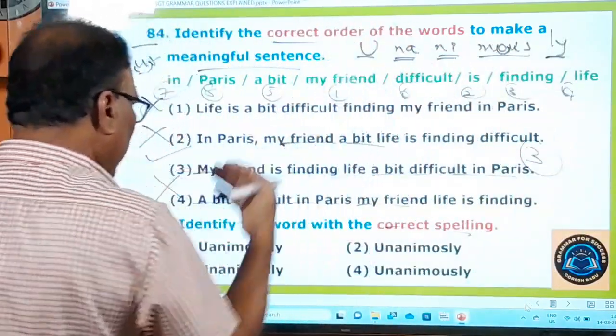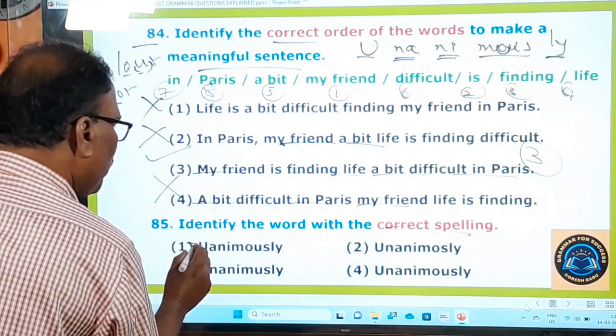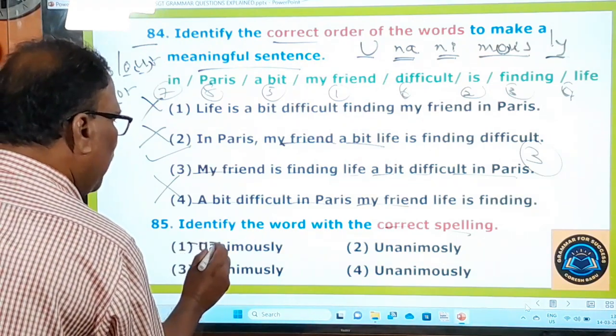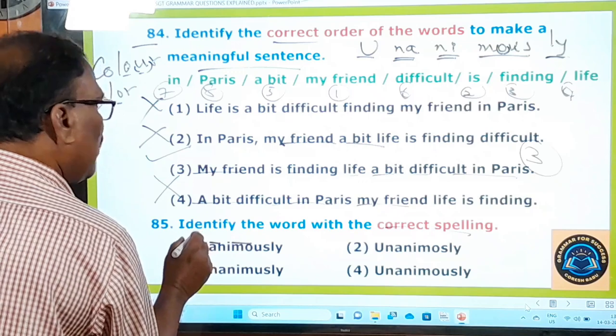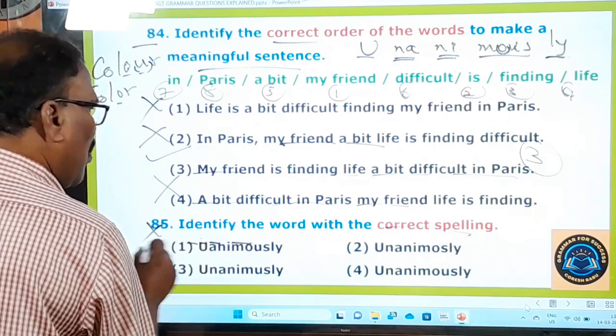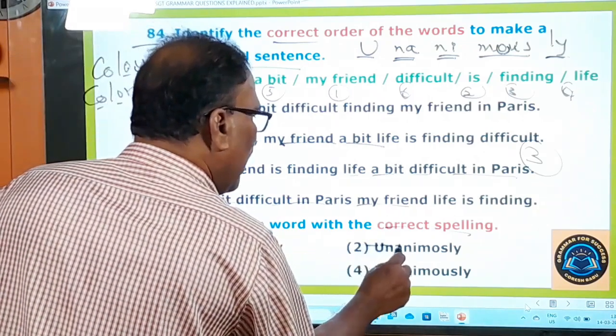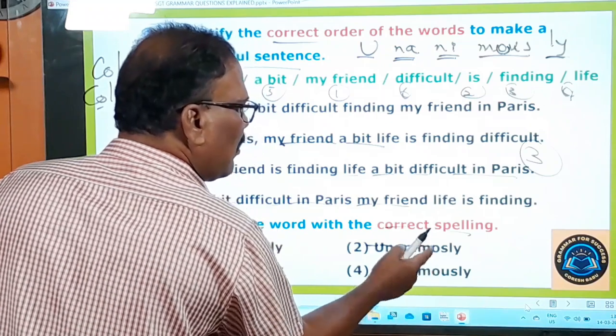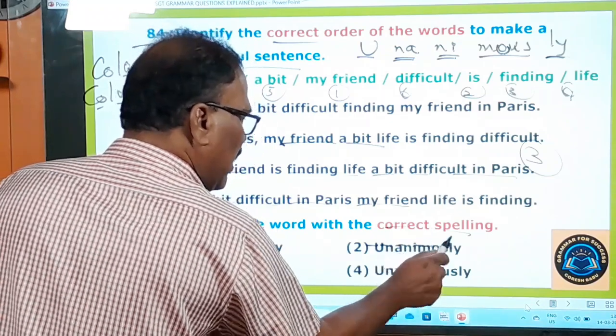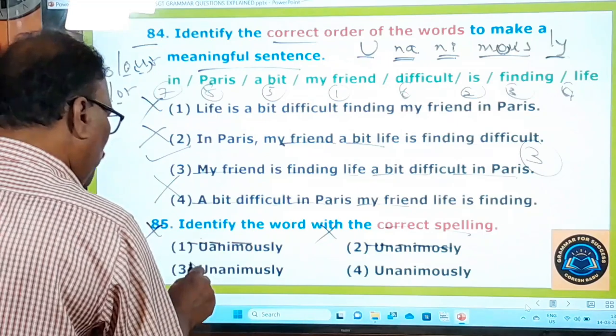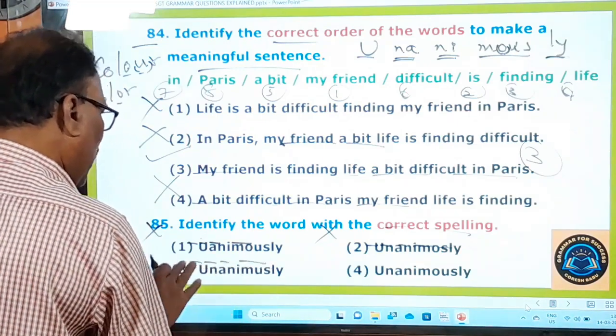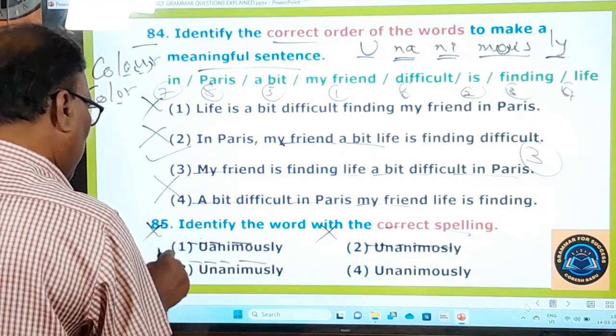Where is the right spelling? Now where is that? See, "you" is there. Ni, musli. So musli is there, but here "na" is not there. That's why this is wrong. You, na, ni, mus is not there. Mus is there, li is also okay. This is wrong. And "you, na, ni, mustly" is wrong. And the o is missing in this. That's why this is wrong.